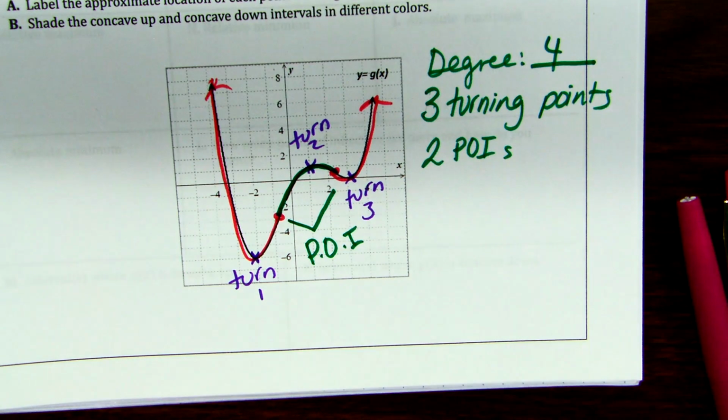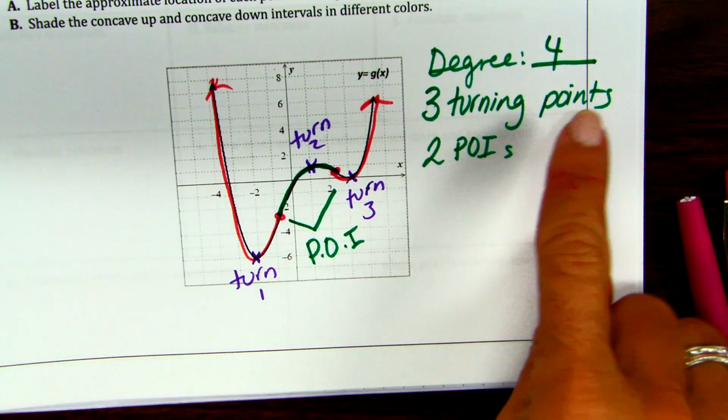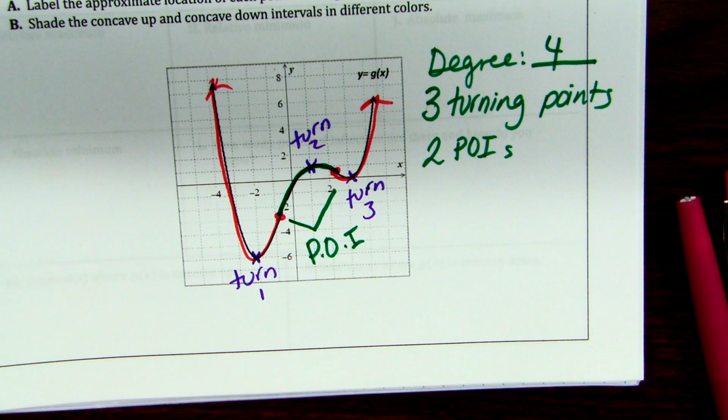So remember I told you the degree tells you a whole lot of things? We'll learn even more in 1.5 about the degree, but if we subtract 1, there's 3 turning points. If you subtract another one, you have the number of POIs. Okay? So that is roughly true. There are exceptions to the rule, but in general, you can subtract 1 from the degree and get the turning point, subtract 1 from turning point to get the number of POIs.